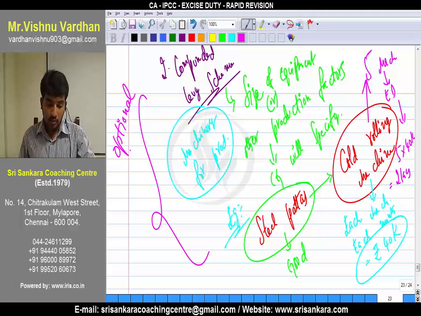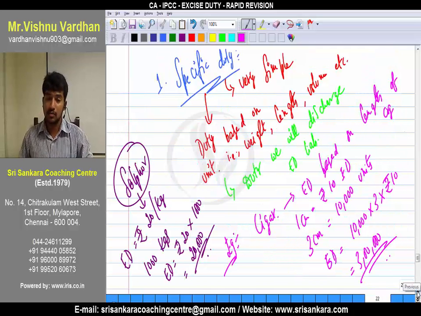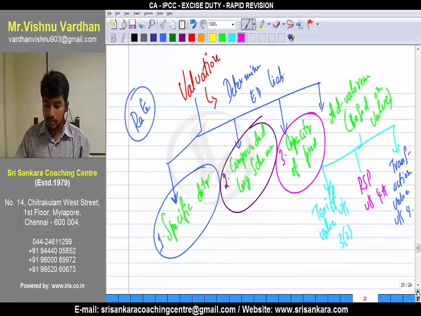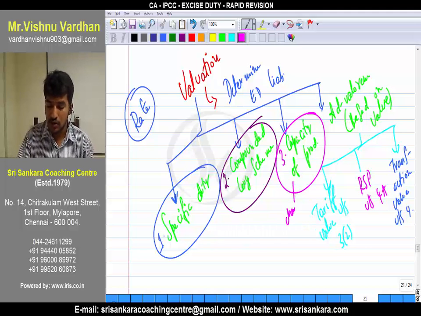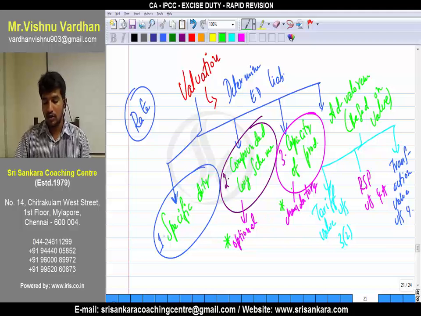So keep in mind, very important, the compounded levy scheme is an optional scheme. Whether you want to follow it or not, that is your wish. But capacity of production is covered by the department itself, the government declares some goods to be covered under capacity of production, and then you should definitely follow it. So this is a mandatory provision. Mandatory. This is optional. Clear? Very important. Optional and mandatory. So the compounded levy scheme is an optional scheme and capacity based production is a mandatory scheme.